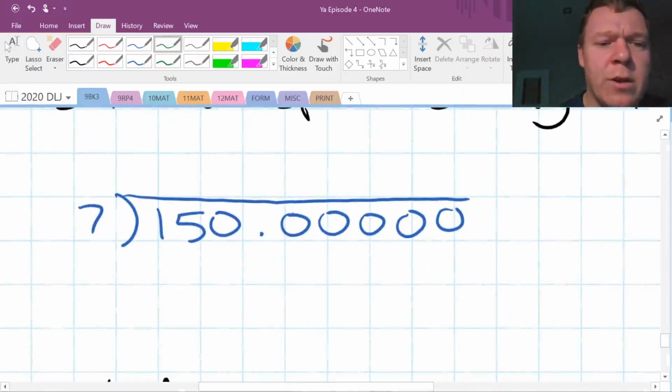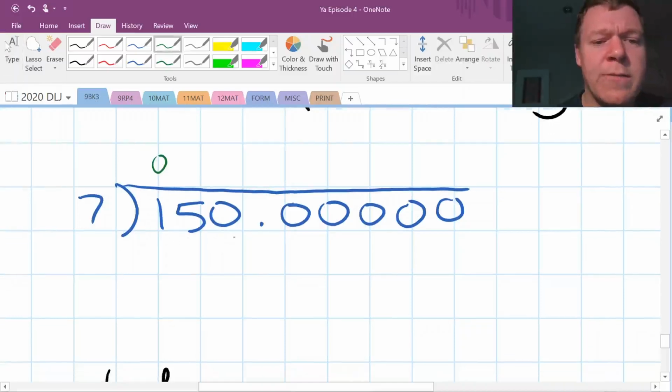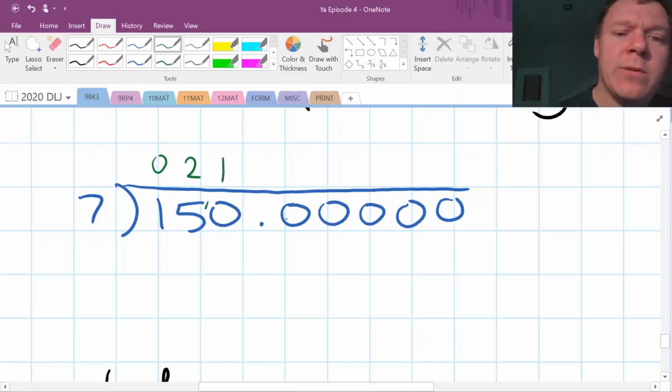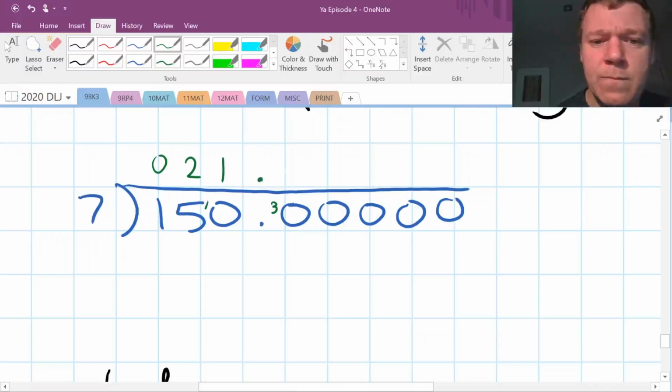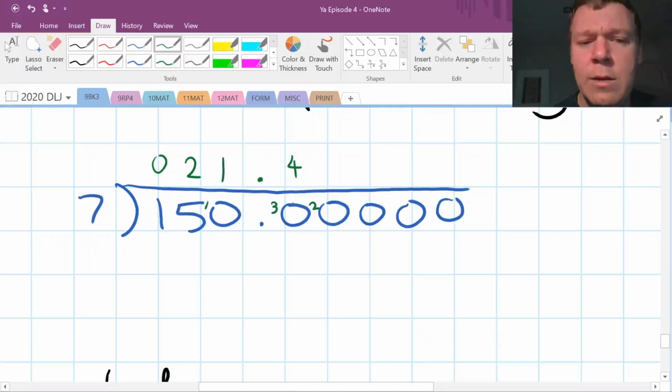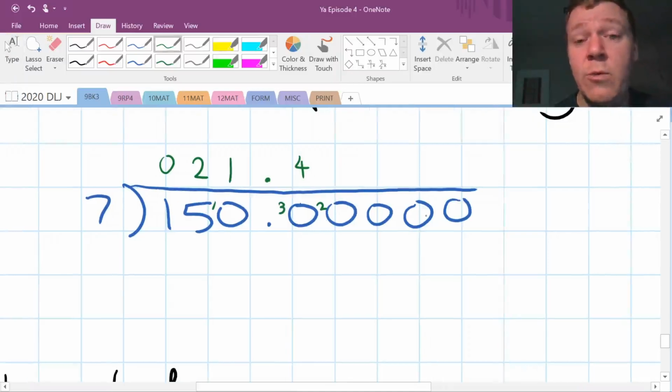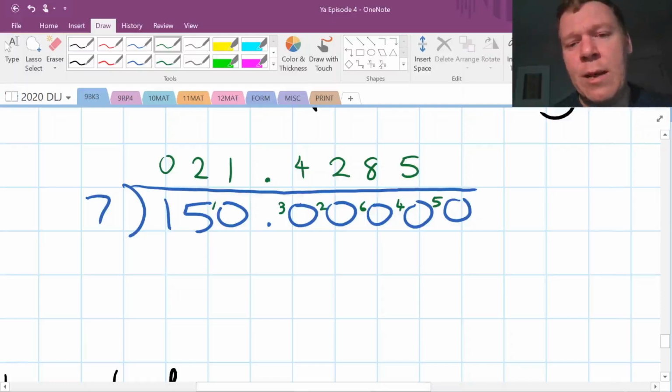Alright, 7 goes into 1, doesn't go. 7 goes into 15, 2 times, remainder 1. 7 goes into 10, 1 time, remainder 3. 7 goes into 30, 4 times, remainder 2, because 7 times 4 is 28. 7 goes into 20, 2 times, remainder 6. 7 goes into 60, 8 times, remainder 4. 7 goes into 40, 5 times, remainder 5. See how we're never getting any consistency with our remainder here?